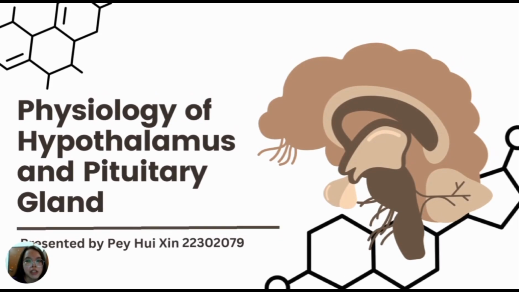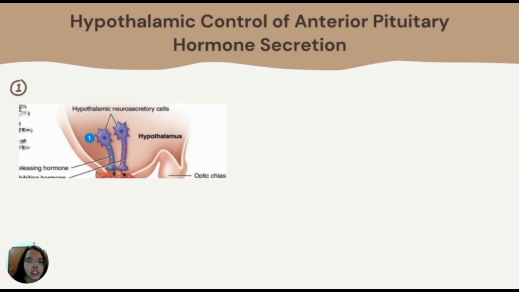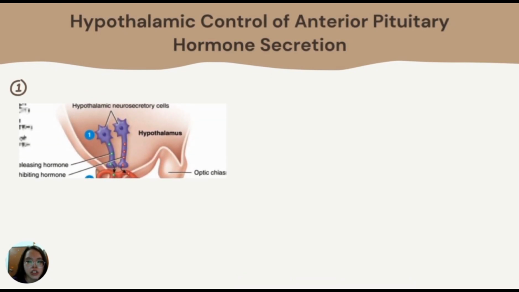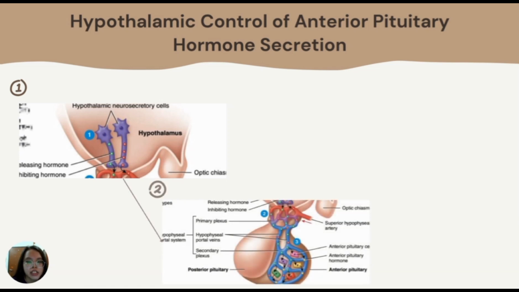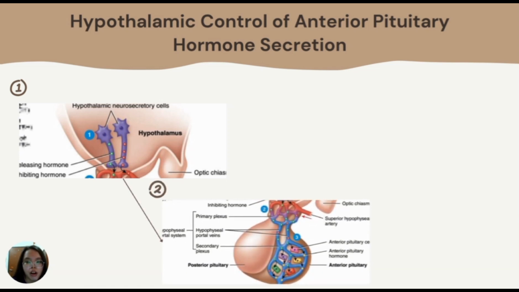Next, I would like to explain the physiology of the hypothalamus and pituitary gland. This diagram shows how the hypothalamus controls the secretion of anterior pituitary hormones. Neural secretory cells synthesize hypothalamic releasing and inhibiting hormones, package the hormones inside vesicles, and transport the vesicles to the axon terminus. Nerve impulses trigger exocytosis of the vesicles, and then the hypothalamic hormones diffuse into the hypophyseal portal system.